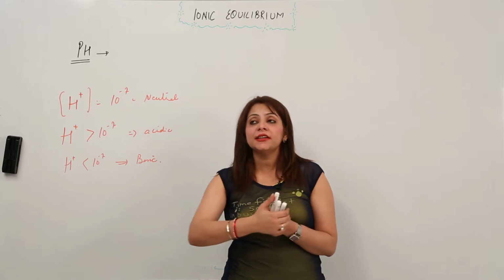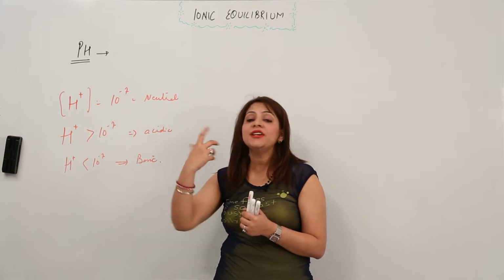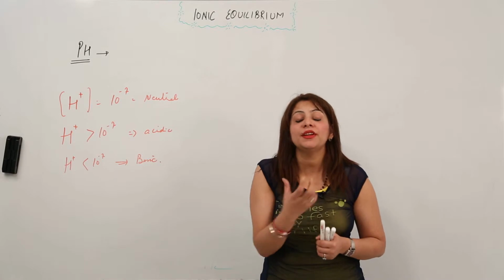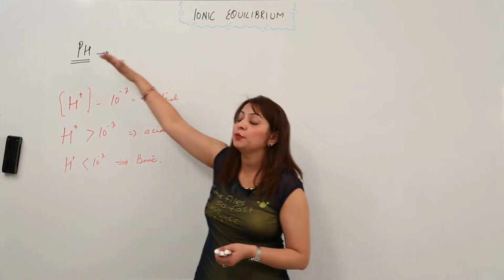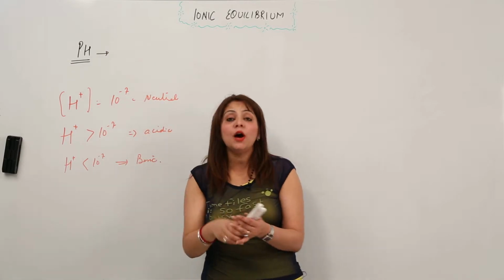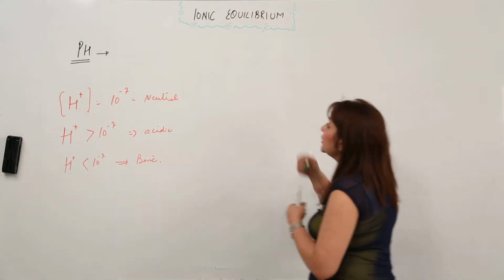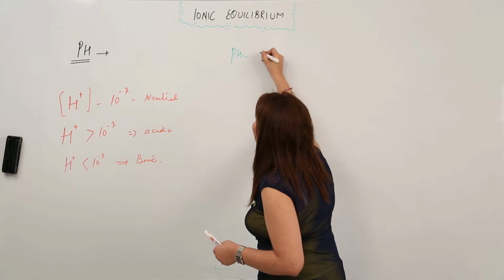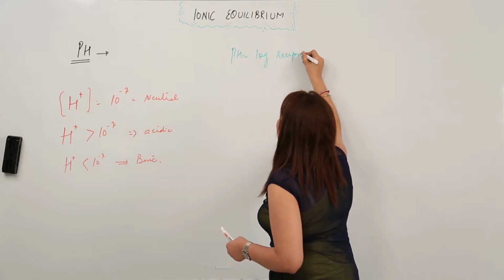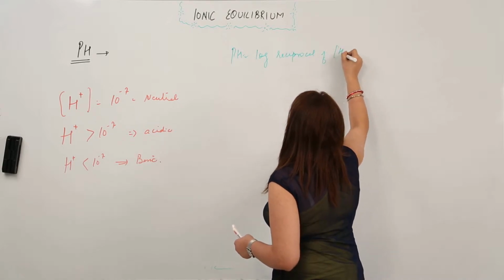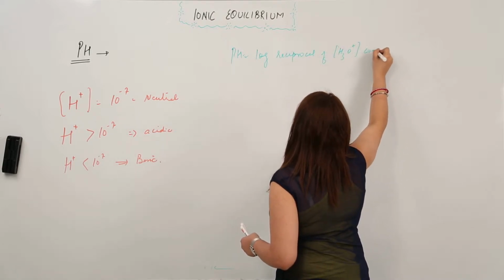So we need a quantity which determines whether the substance is acidic, basic or neutral, and that quantity is taken to be pH, right? So how do we define the pH? pH is actually the logarithm of the reciprocal of hydronium ion concentration.